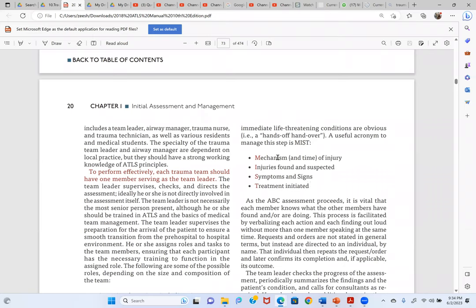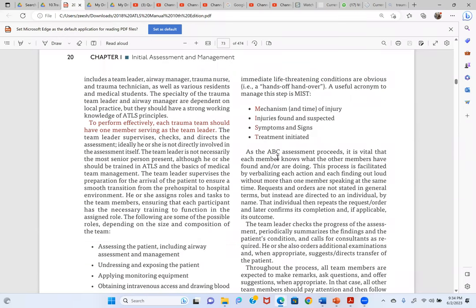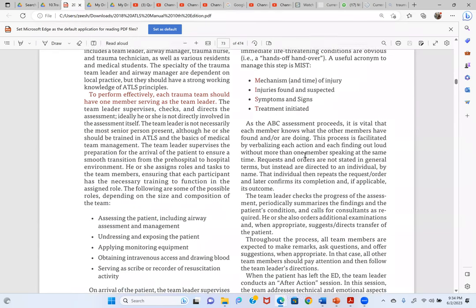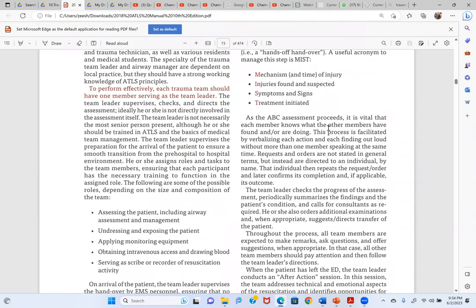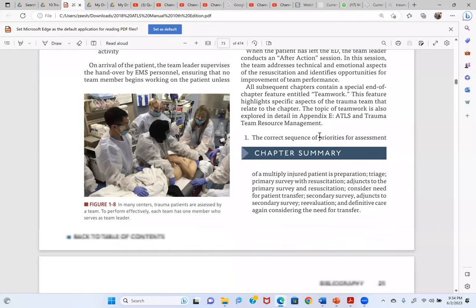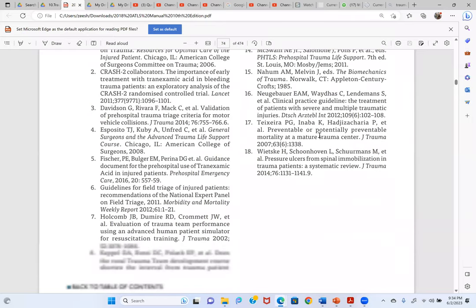Like, what was the injury and timing? Injuries found and suspected, symptoms and signs, and treatment initiated. So ABC assessment proceeds. It is vital that each member knows what the other members have found. Actually, this is just a repetition of the things. So this chapter is finished.